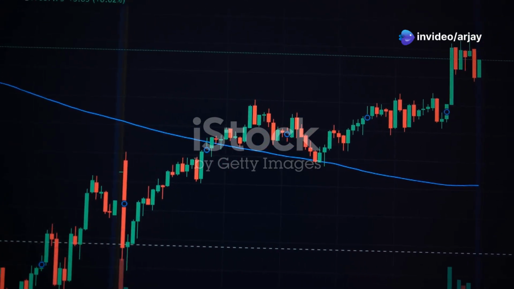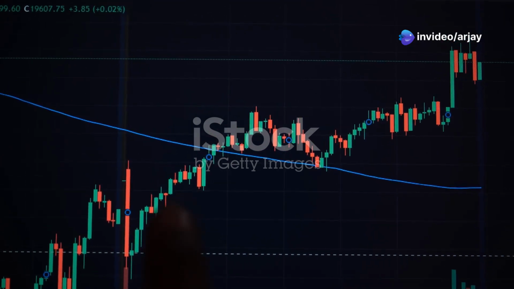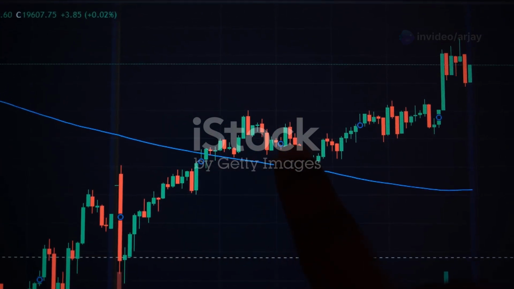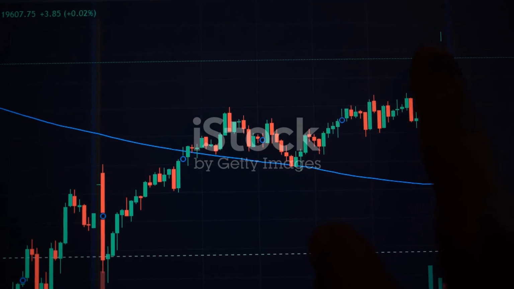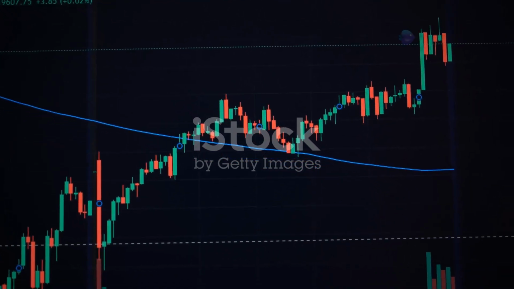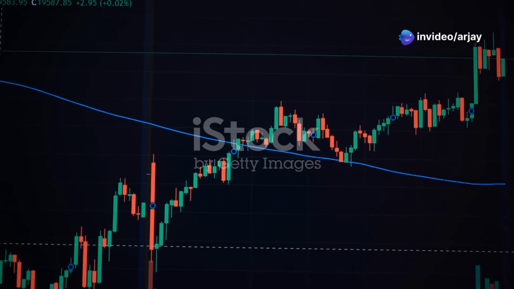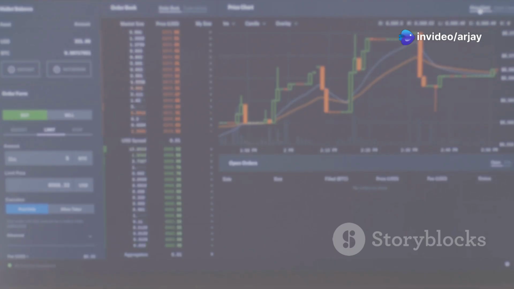Want to decode the market's signals? If you've ever stared at a trading chart and felt overwhelmed by all those green and red bars, you're not alone. But here's the good news. Once you understand candlestick patterns, you'll start to see the market's story unfold right before your eyes. Master candlestick patterns and start trading smarter.